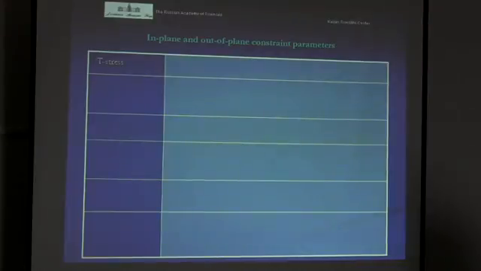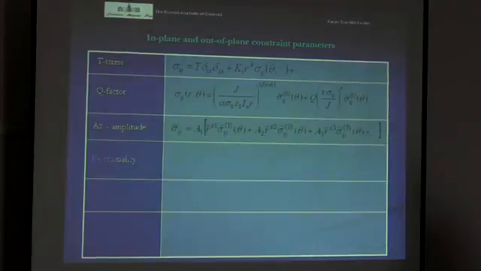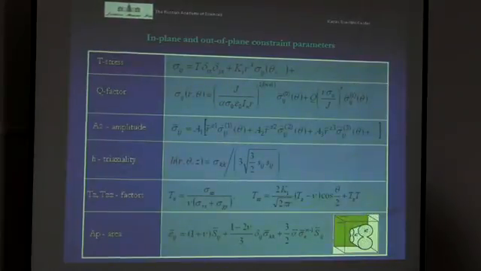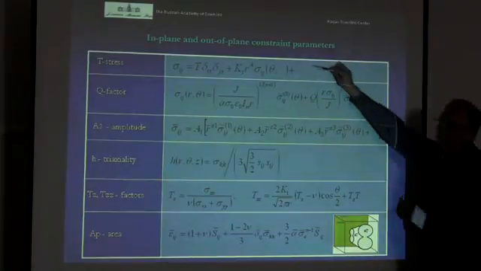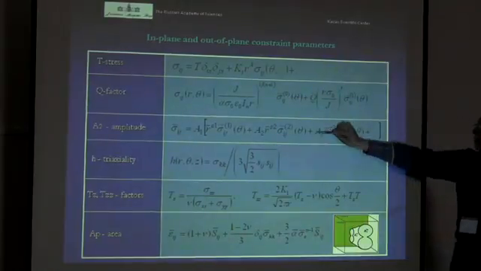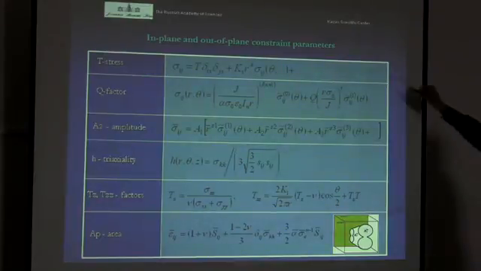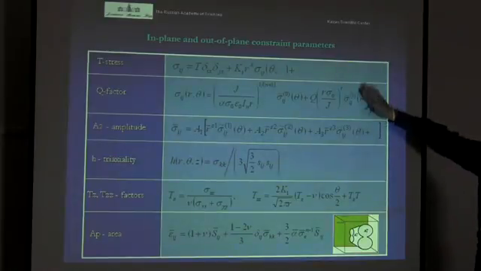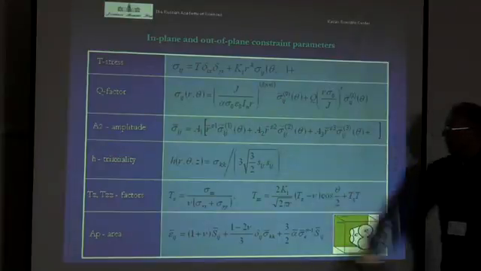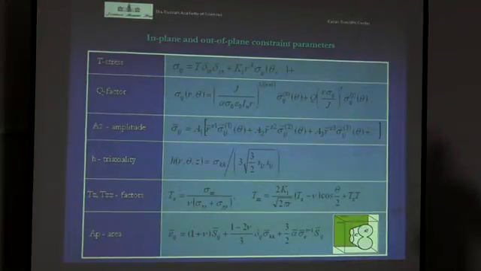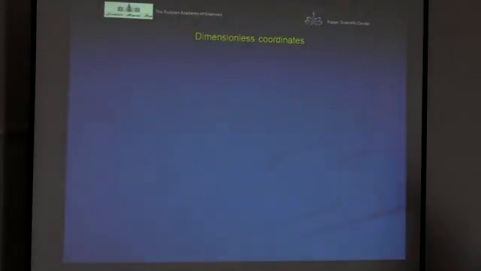As you know, in literature there are several constraint parameters. One of them are elastic constraint parameters, another one elastic-plastic constraint parameters. In this table both are listed. First of all, elastic T-stress, then Q factor, and second-order amplitude factor in the higher-order term expression. And these three are in-plane constraint parameters. Another one is the stress triaxiality, and the TZ factor and A-B area are out-of-plane constraint factors.